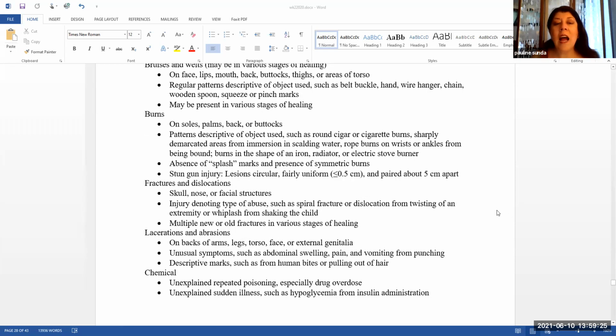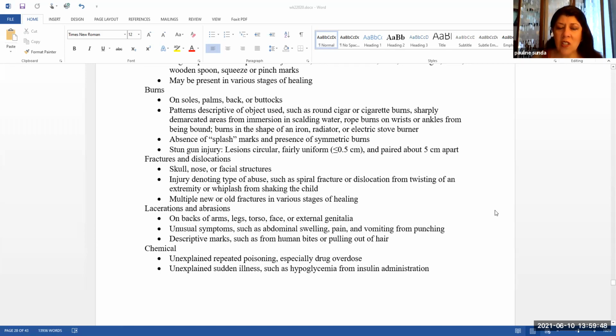I already mentioned the absence of splash marks and the presence of symmetric burns. That could be those glove and boot injuries. A stun gun. Here, usually the lesions are circular and fairly uniform, and they're about 5 centimeters apart, and the actual lesion is less than half a centimeter.